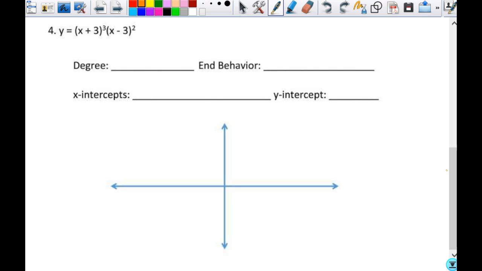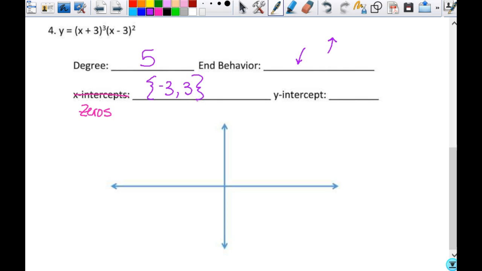Make sure when you're doing this that you are not adding extra x-intercepts, no extra zeros there. So let's go through this together. What's the degree? 5, right? So it is an odd-powered polynomial, and it's a positive, so end behavior is going to look like this. My zeros are going to be -3 and 3, right?